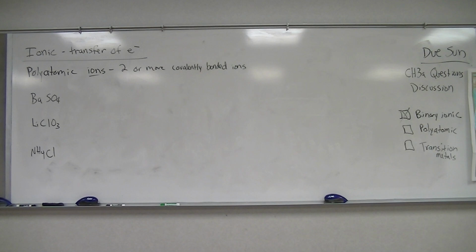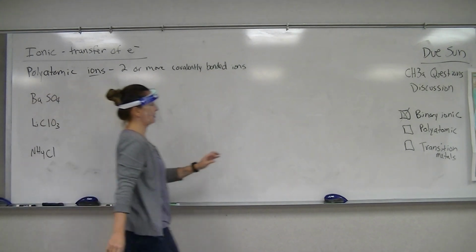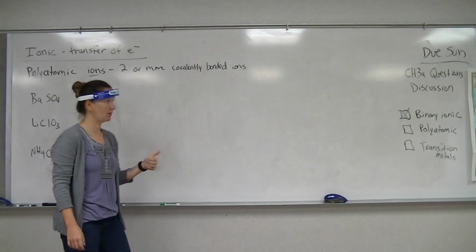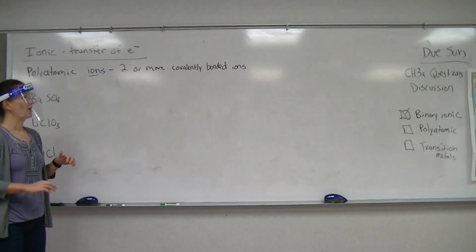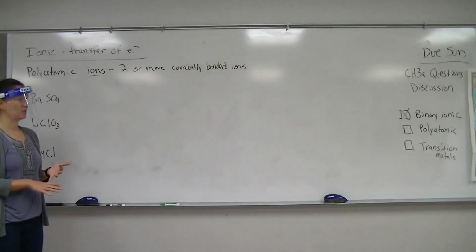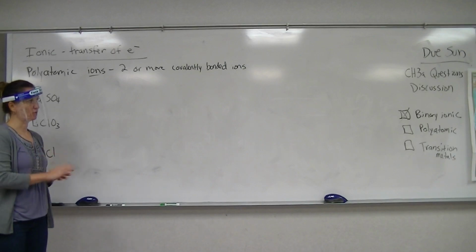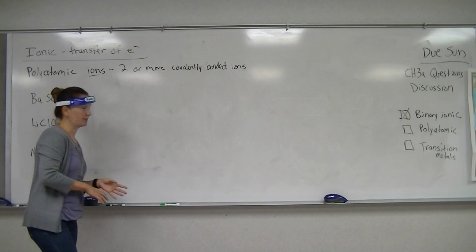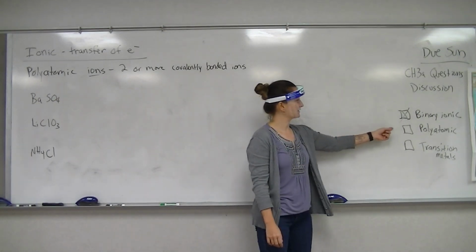We ended last class talking about binary ionic. So we looked at the main group metals only, the alkaline earth metals, and how they were mixed with the nonmetals. And we named those, we came up with chemical formulas for them. So now we're going to add on another layer. So we're looking at polyatomics next.